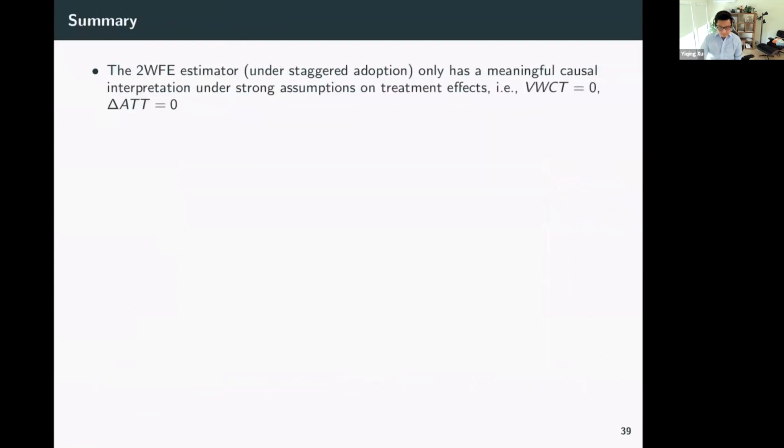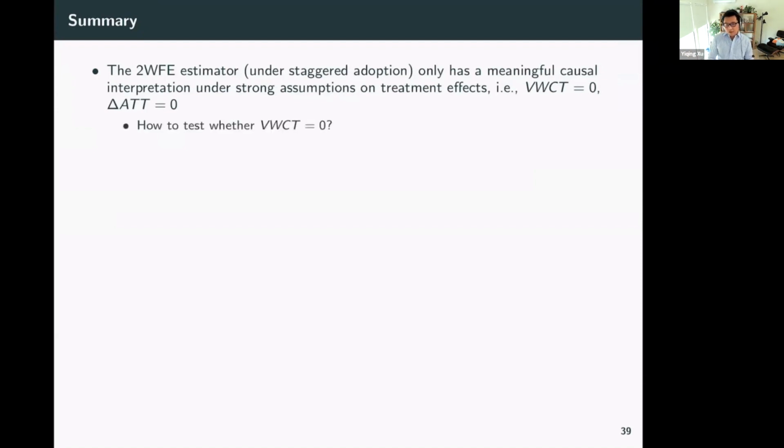So in summary, the two-way fixed effects estimator under staggered adoption only has a meaning for causal interpretation under strong assumptions: not only common trends or parallel trends, but also that the treatment effect stays stable, which is almost impossible. If you ever conduct a DID analysis, you know that's almost impossible for most policies. The effects gradually take off, which is a very common thing.